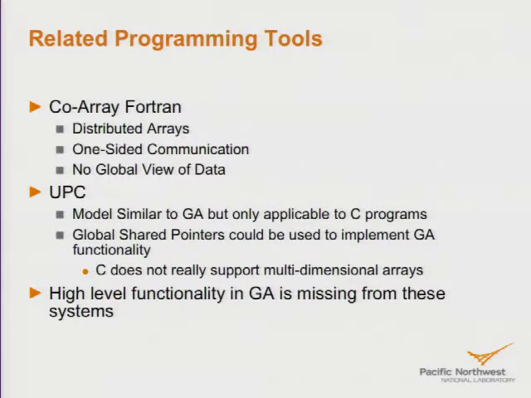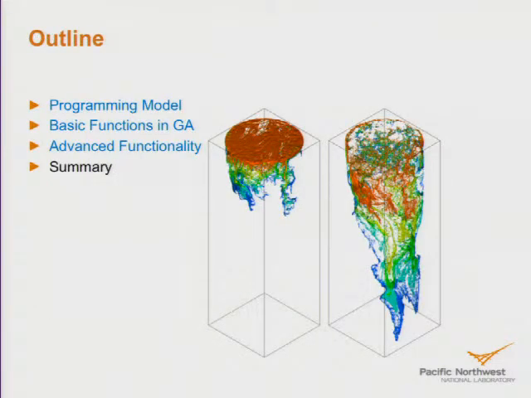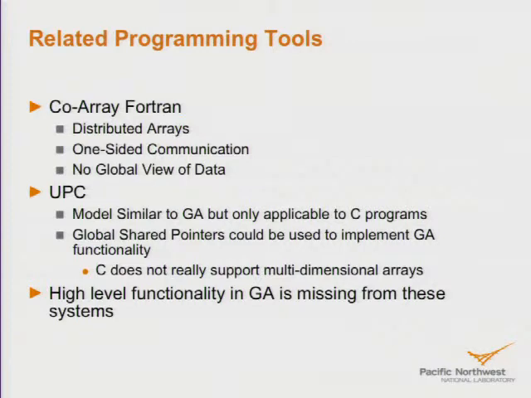Okay, so some related programming tools. I'm just going to talk a little bit about some of the stuff we're working on. Co-array Fortran supports distributed arrays. It also supports one-sided communication, but it doesn't really support the global index space. It's still kind of got a per-task view of data. UPC is similar to GA, but it's only available in C, and it doesn't do such a great job with multi-dimensional arrays. Both of these also tend to be missing the high-level functionality like matrix multiplies and dot products that GA has.